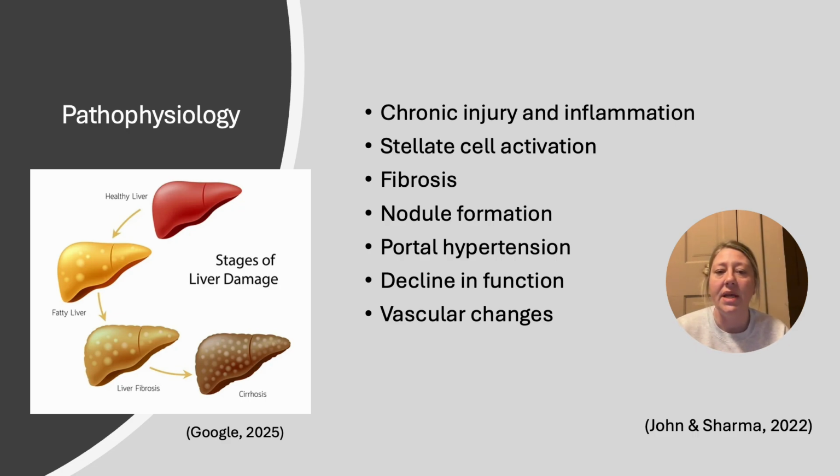Normally the stellate cells store vitamin A. During chronic injury, they become activated and transform into myofibroblasts, which produce excessive fibrous and connective tissue. And then we have this fibrosis, which is scar tissue. It gradually replaces healthy liver tissue, forming fibrous bands that disrupt the normal liver architecture and the blood flow through the sinusoids.